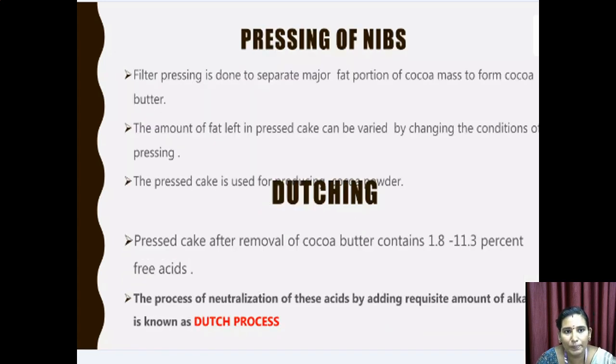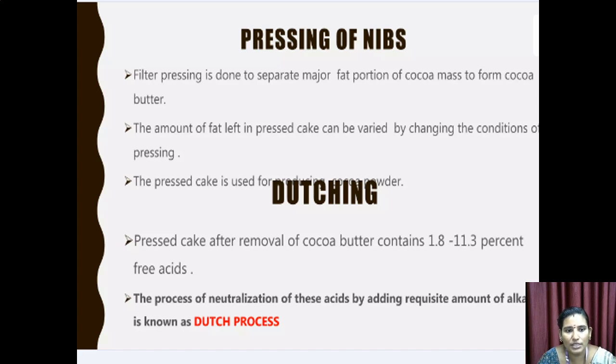Then pressing of nibs. Filter pressing is done to separate the major fat portion of cocoa mass to form cocoa butter. The amount of fat left in the pressed cake can be varied by changing the conditions of pressing. The pressed cake is used for production of cocoa powder.